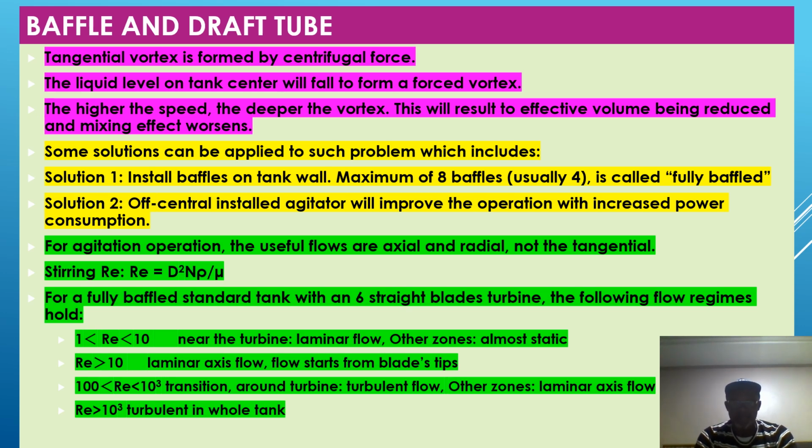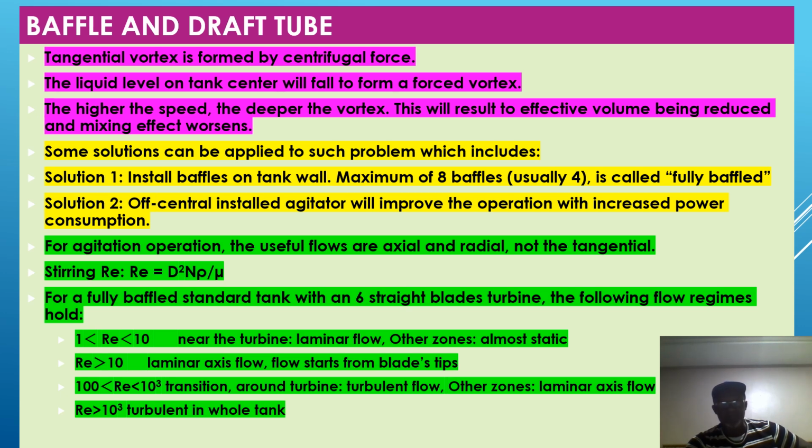And of course, flow patterns depend on Reynolds number. Look at what we have listed there. Reynolds number between 1 and 10, near the turbine we have laminar flow, other zones almost static. That's when the flow is very small. Reynolds number above 10, we have laminar axial flow, and flow starts from the blade tips. Reynolds number between 100 and 1000, we have a transition. And then Reynolds number above 1000 gives us turbulent flow in the whole of the tank.